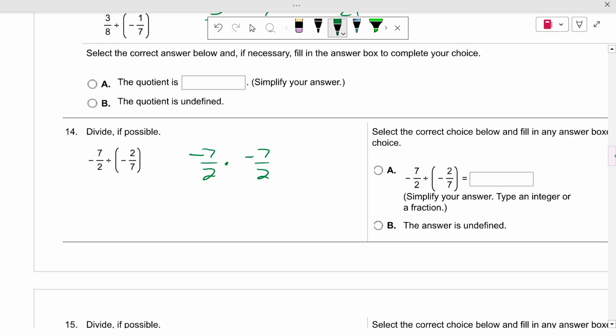I don't get it. Because when you cancel, you cancel diagonally or top to bottom. You don't cancel straight across. So when you divide, you have to flip over the fraction that is after the division sign. So negative 7 times negative 7 is a positive 49. 2 times 2 is 4. You leave it like that.